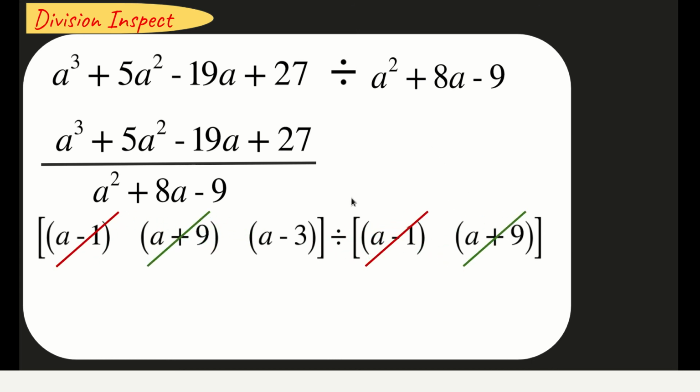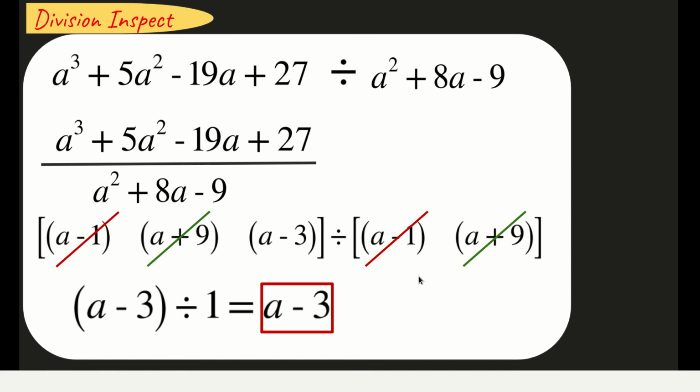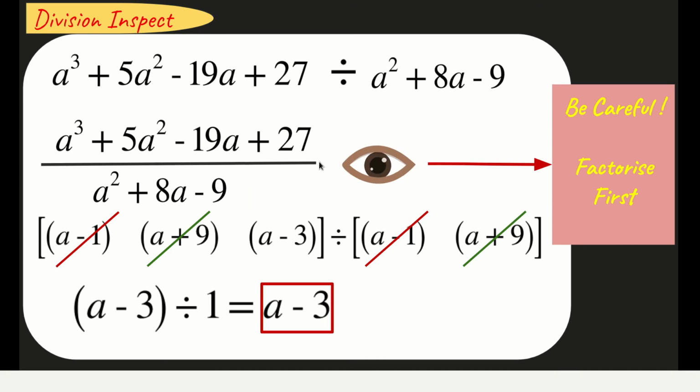By simple cancellation, remember they're written on top of one another, so we can cancel the a1 out and we can cancel the a plus 9 out. We've got a minus 3 divided by 1 at the bottom and a minus 3. Now that is a very simple solution, and we need to be very, very aware that we need to inspect our problem very carefully and see if there are not obvious factorizations that could happen.